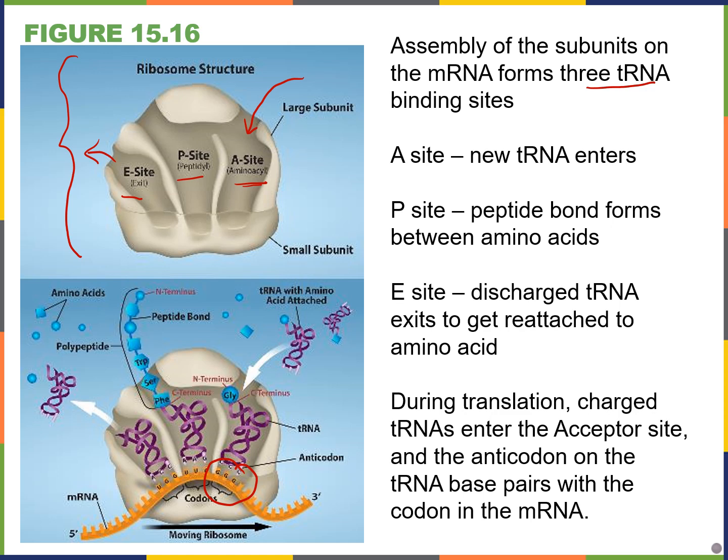So I have those listed here. A site is where the new tRNA enters. P is where peptide bonds will be formed, and this will be catalyzed by ribosomal RNA found in the large subunit.